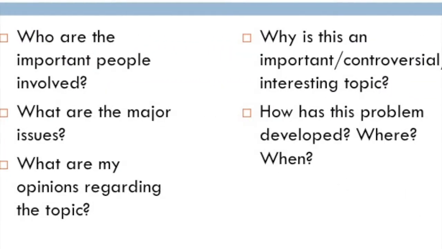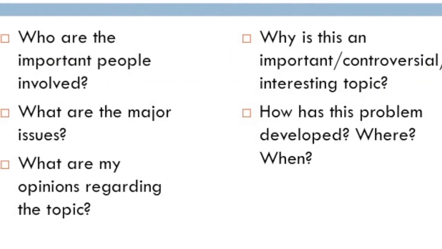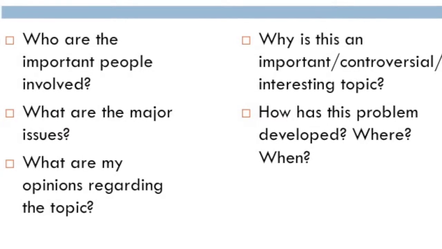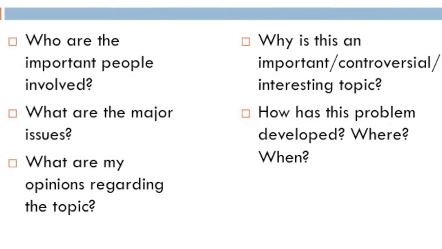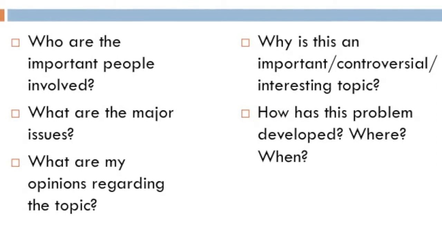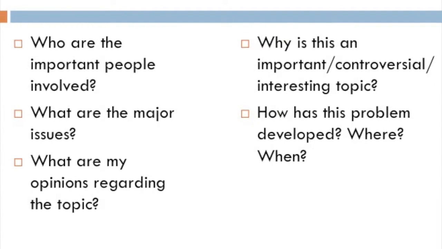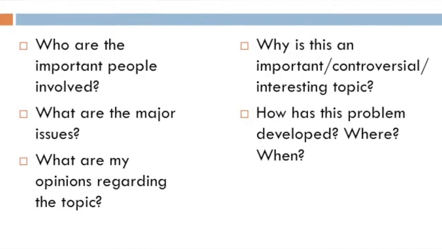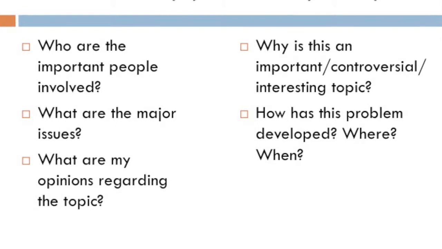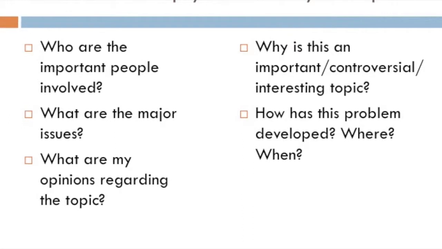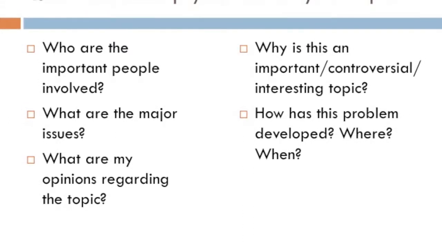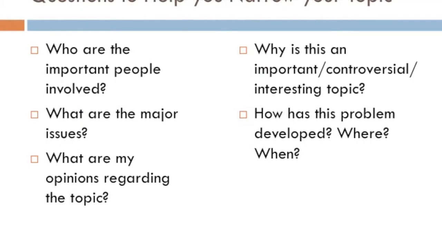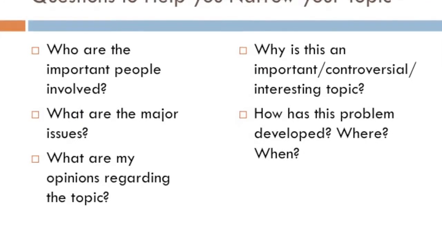These are some questions that will help you to narrow your topic down once you've decided what you want to write on. The first question is, who are the important people involved in what you're writing about? What are the major issues? What are my opinions regarding the topic? Why is this an important or controversial or interesting topic? And how is this problem developed? Where and when? You can ask yourself these questions as you're writing your thesis statement so that you can get a more precise idea of what you're writing about.